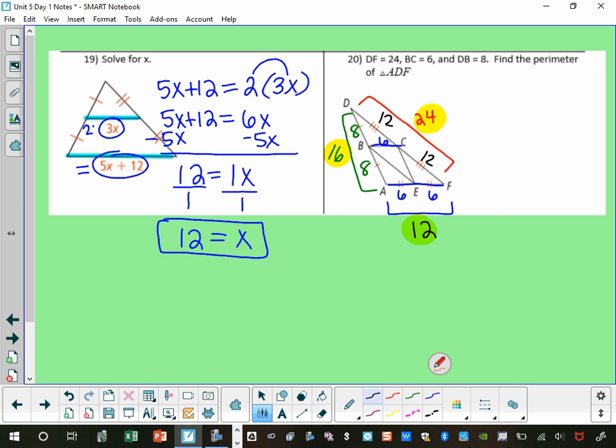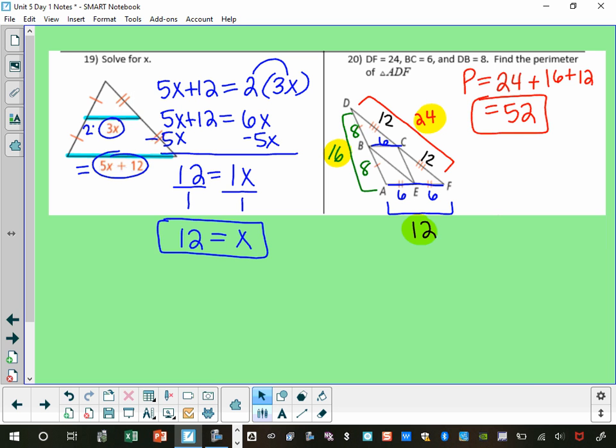So if I want to find the perimeter, you're going to add them all up. What's 24 plus 16 plus 12? All right, someone else check Ryan and see if he's right. Good, should get 52. So I used the information that they gave us to figure out what the outside triangle was.